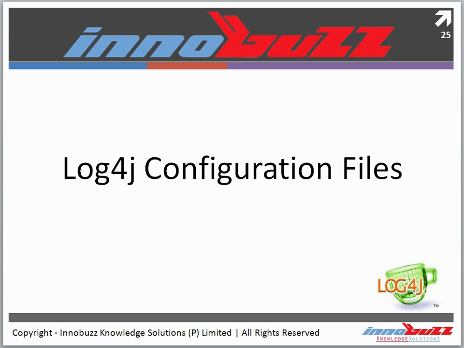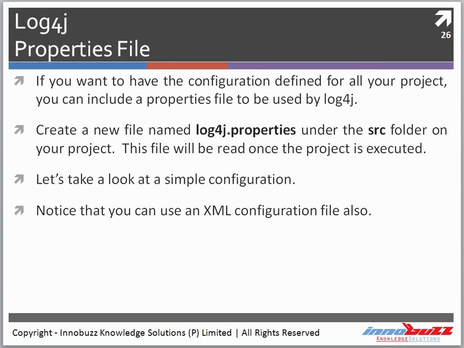Log4j configuration files. So far, we have used the BasicConfigurator class to load a default logging configuration, but if we want to use a specific configuration file, we need to create a properties file to include the configuration. The file must be placed under the source folder and it's called log4j.properties. Also, you can use an XML file to include the configuration.